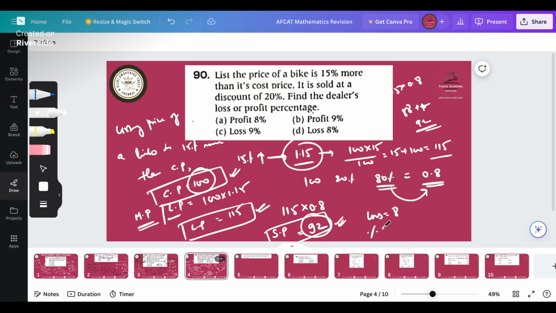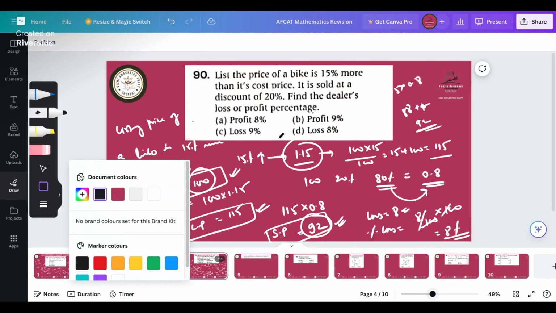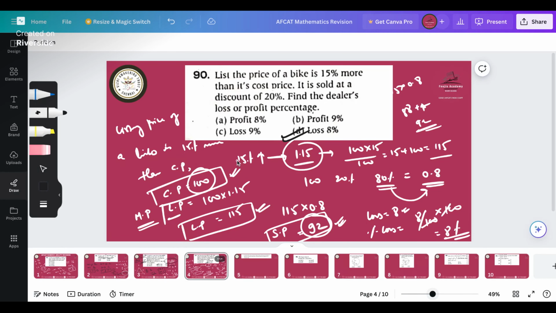So how much percentage loss did he get? This value will be calculated on what? Cost price. The cost price was our 100. So 8 by 100 into 100, which is equal to 8%. That is your answer. An easy one, very easy one, ladies and gentlemen. Let's move on to the next question.